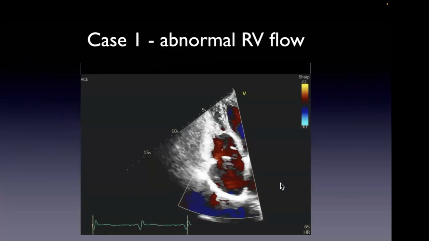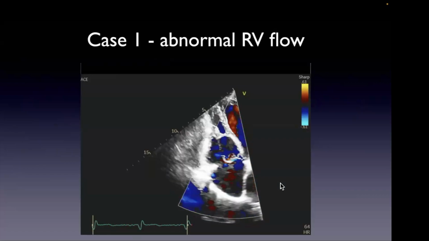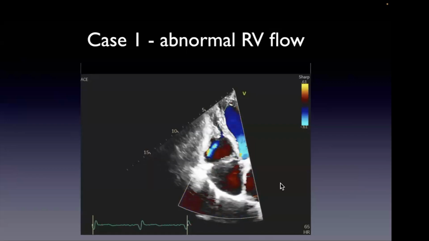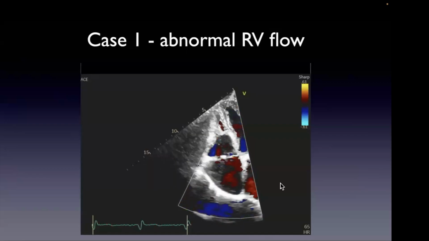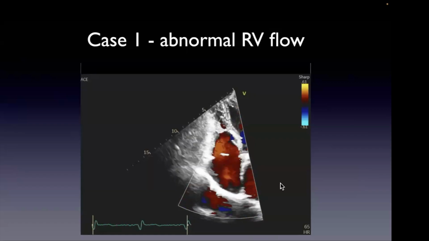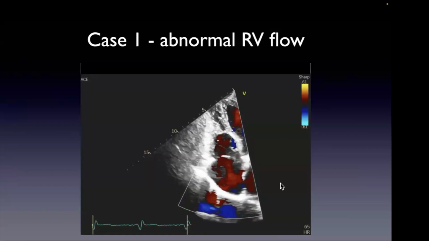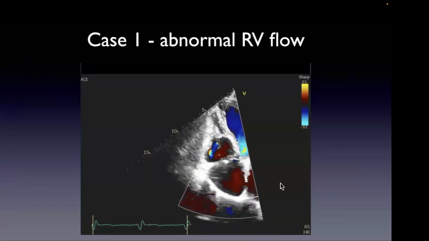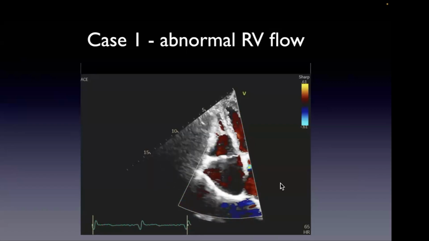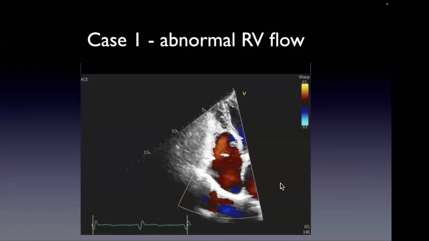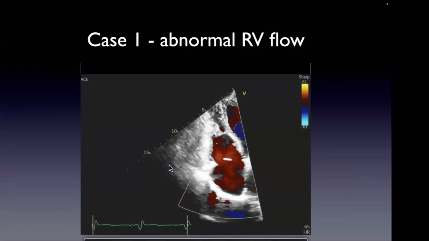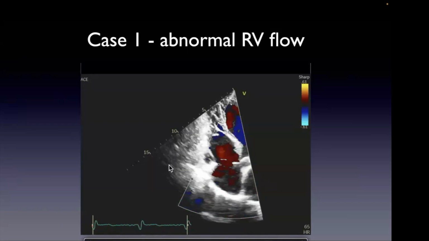Okay. So what do we see here? What view is this? Yeah, this is the RV focus view. Okay, and what's the unusual abnormality that strikes your eye about, let's say, the color on the RV? Yeah, so there's an unusual color flow here. That is unexplained, at least unexplained on this view.